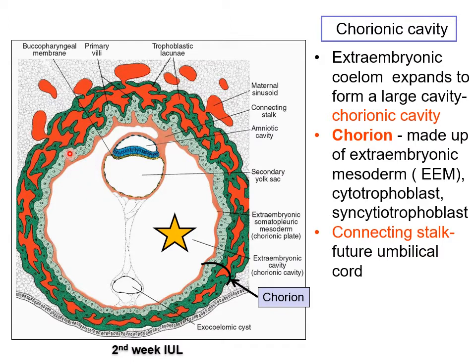Now outside, that is the rest of the outer cell mass, the cytotrophoblast and the syncytial trophoblast, we are not concerned with that. And this is the connecting stalk where this extraembryonic mesoderm did not split. Now note, this star-shaped cavity, the chorionic cavity, has enlarged so much and is lined by the chorion. Chorion means these three layers together: extraembryonic mesoderm, the cytotrophoblast and the syncytial trophoblast. And the connecting stalk where the mesoderm did not split will be the future umbilical cord. So let's see what happens further.